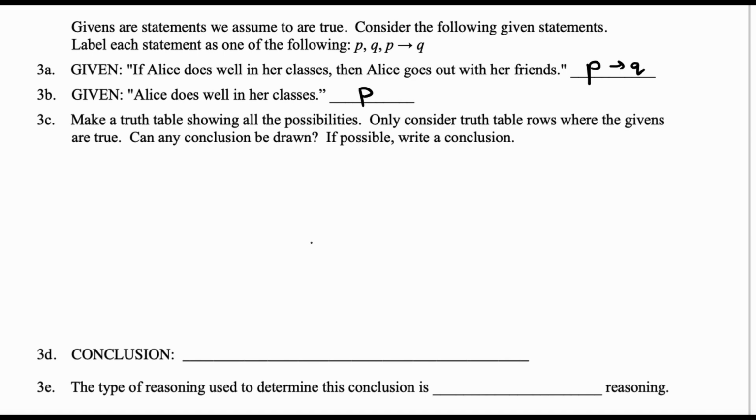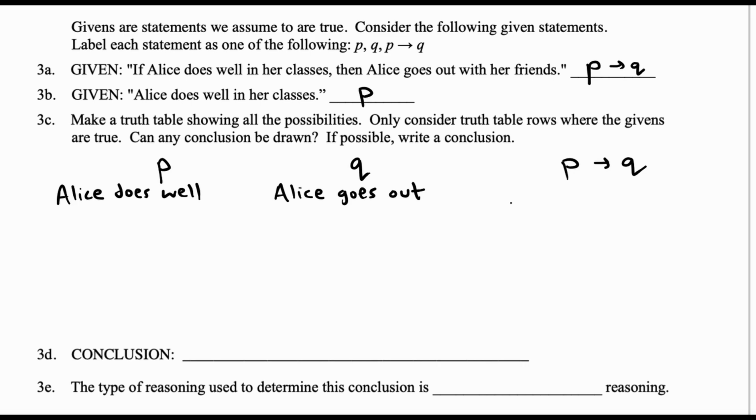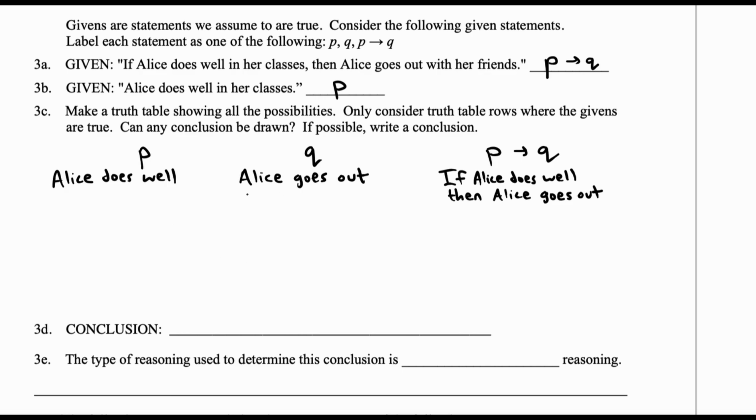We want to create a truth table for Alice. So we want the columns P and Q, and then P arrow Q, where P stands for Alice does well. Q stands for Alice goes out. And the if-then statement is if Alice does well, then Alice goes out. Alright, so in a truth table with two statements like this, we want to analyze all combinations of true and false.